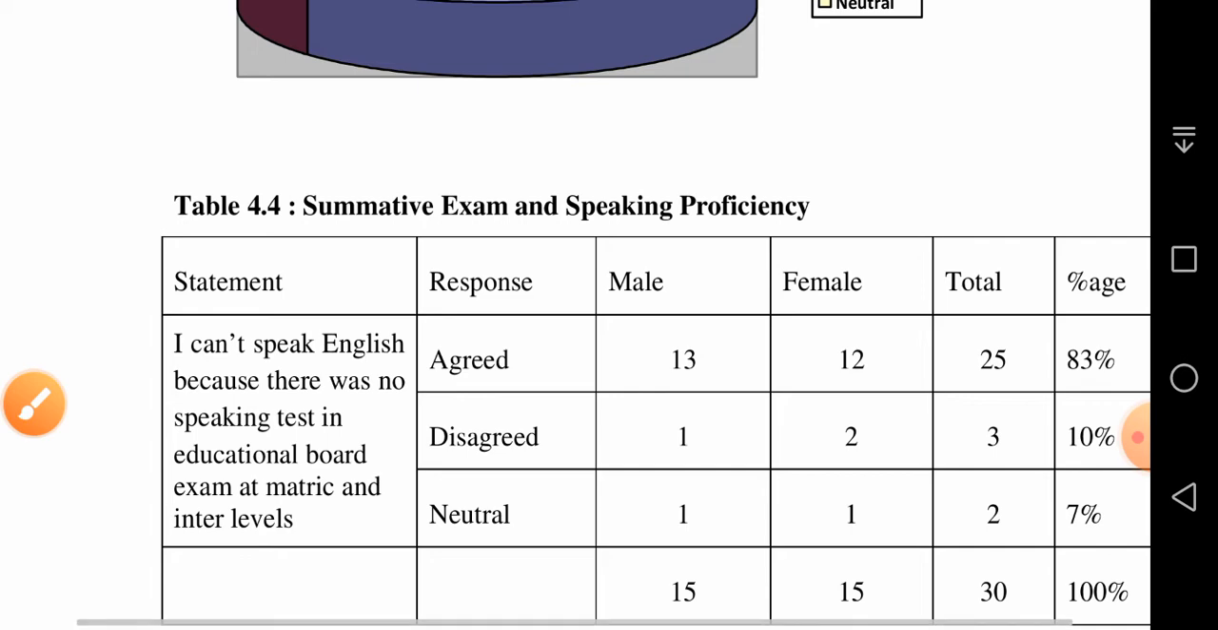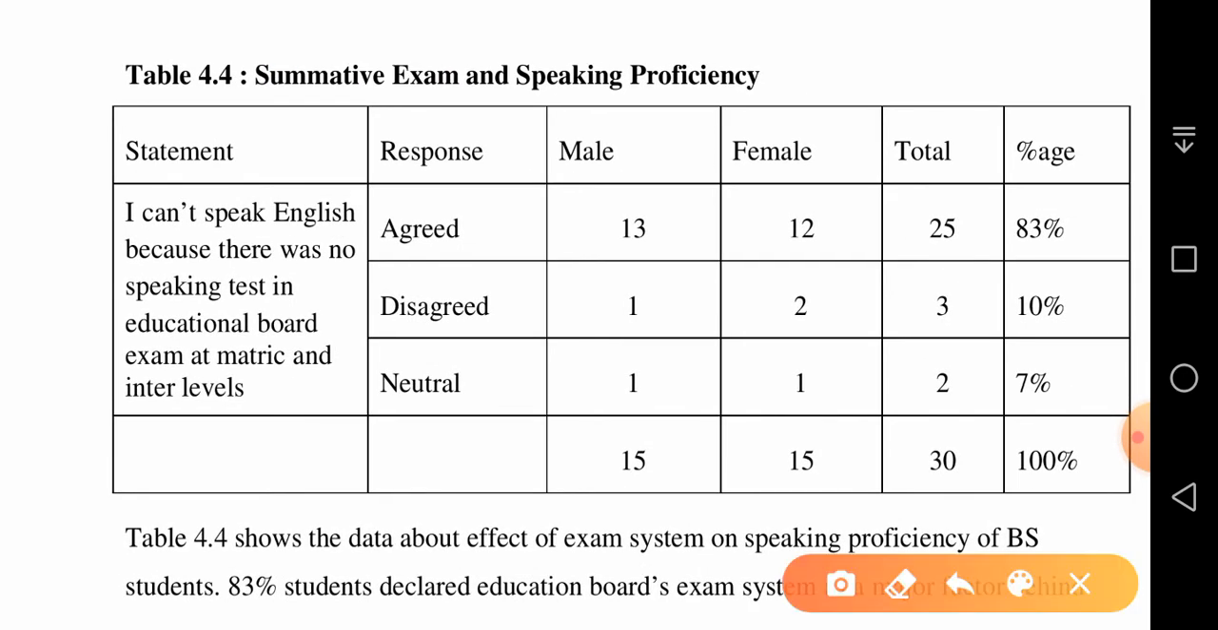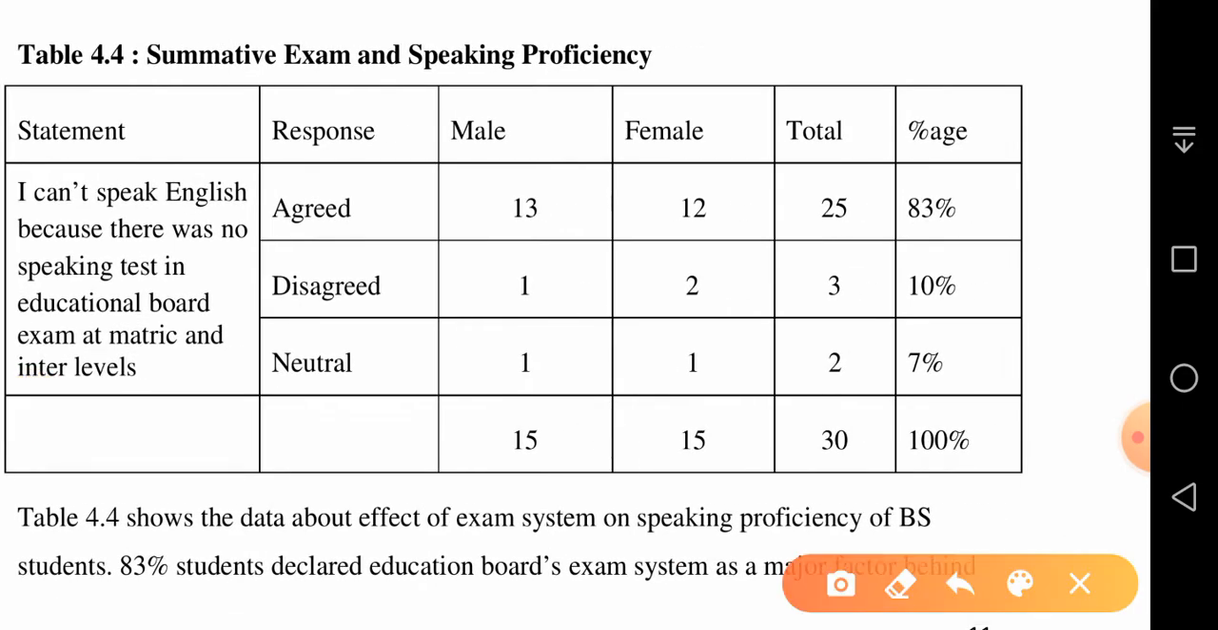Now table 4.4, summative exam and speaking proficiency. Summative exam means board exam, the last exam. So the statement is: I can't speak English because there was no speaking test in the educational board exam at matric and inter level. It means that the board exam is based upon reading and writing, so there was no question in the exam paper, so the teacher never taught oral skills or speaking skills. So it is because of this that we are not good at speaking. So 25 students agreed to this statement and 3 disagreed. So it means the majority agreed.